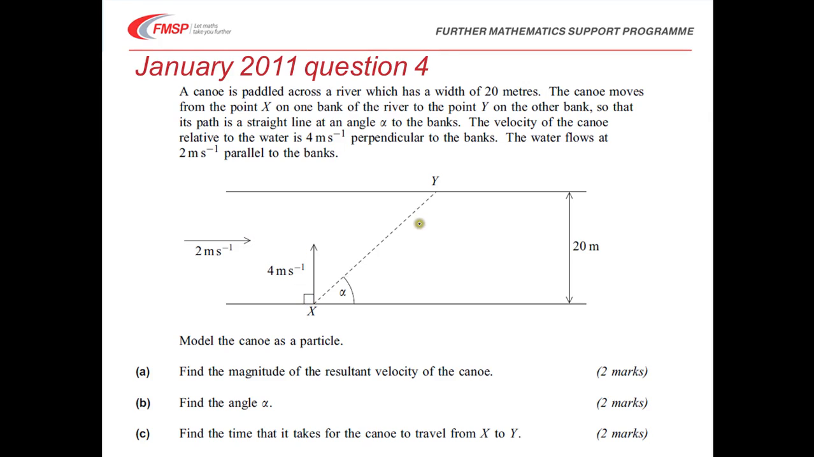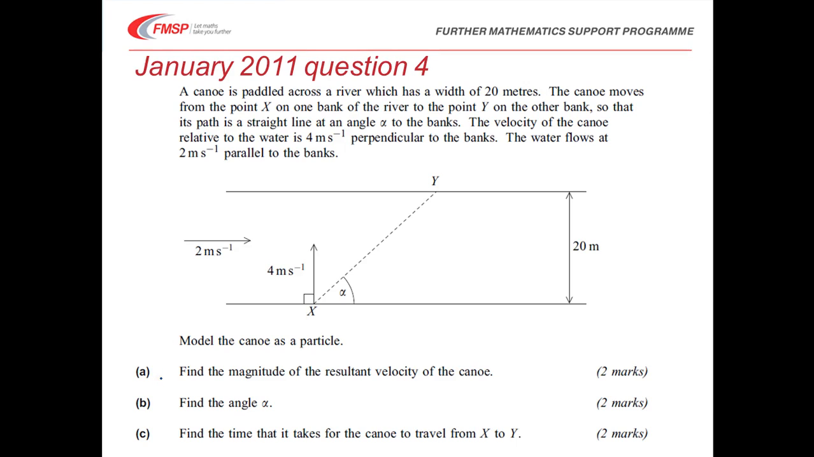So we've got this on our diagram. The velocity of the canoe relative to the water is 4 metres per second. Again, that's marked in, and that's perpendicular to the banks, and then the water flows at 2 metres per second parallel to the banks. And it tells us to model the canoe as a particle.